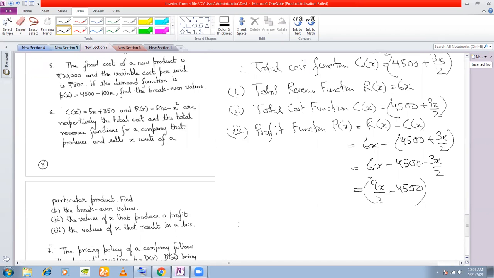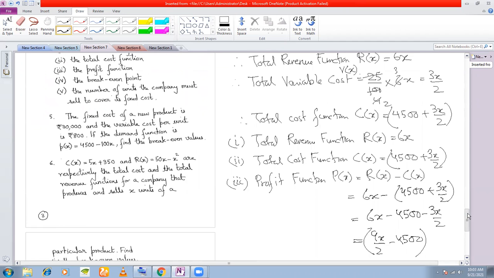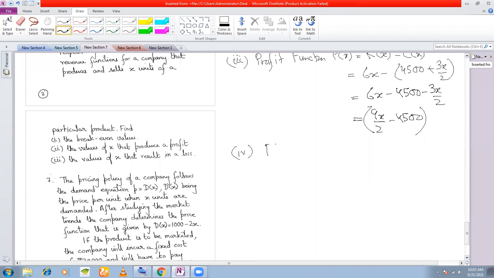Okay. Fourth one. Fourth question is break-even point. For break-even point, total cost must be equal to total revenue.